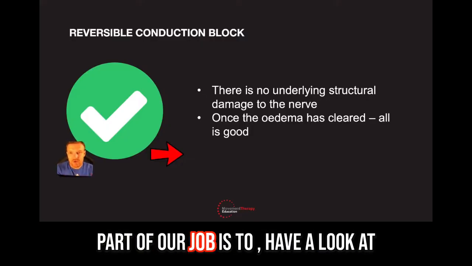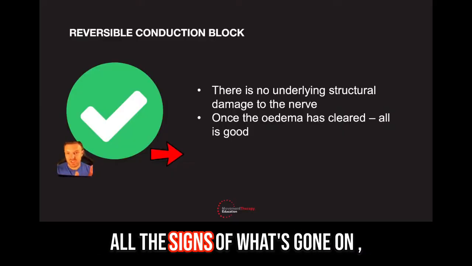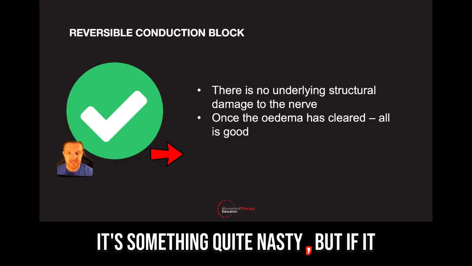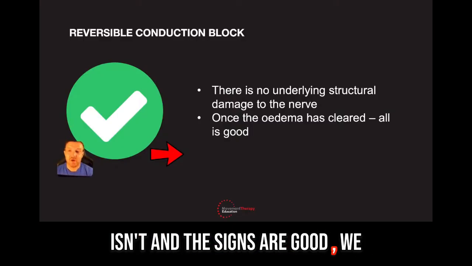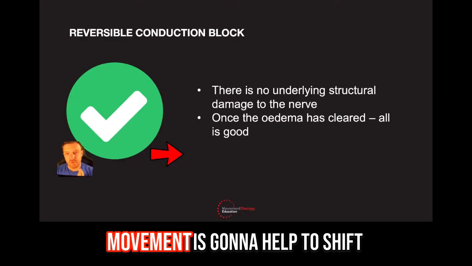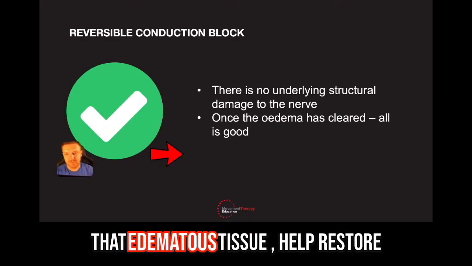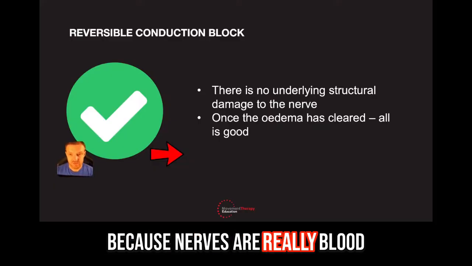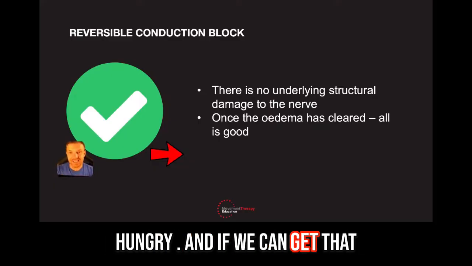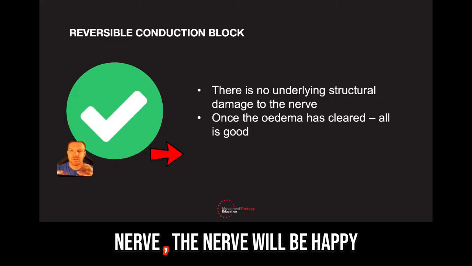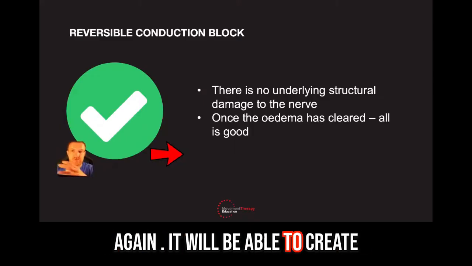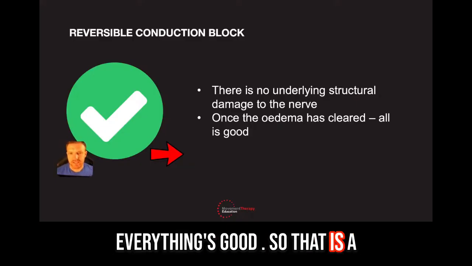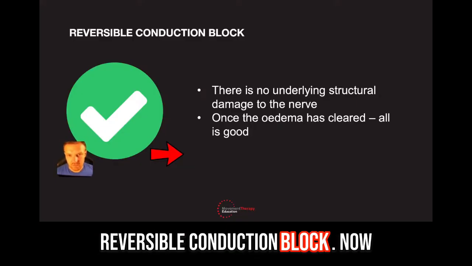A big part of our job is to have a look at all the signs of what's gone on, whether there is a likelihood that it's something quite nasty. But if it isn't and the signs are good, we need to get them moving, because the movement is going to help to shift that edematous tissue, help restore the blood supply to the nerve, because nerves are really blood hungry. And if we can get that blood supply back to the nerve, it will be happy again. It will be able to create those impulses again, and then everything's good. So that is a reversible conduction block.